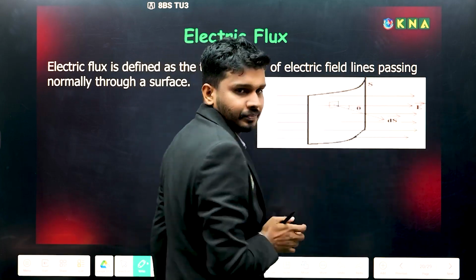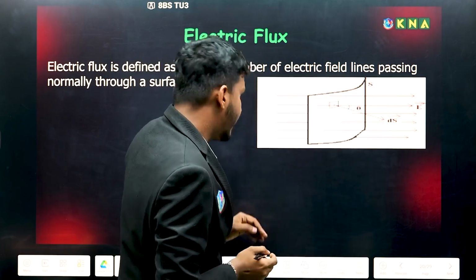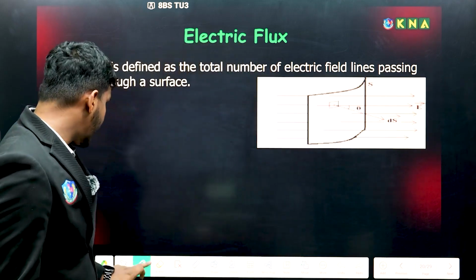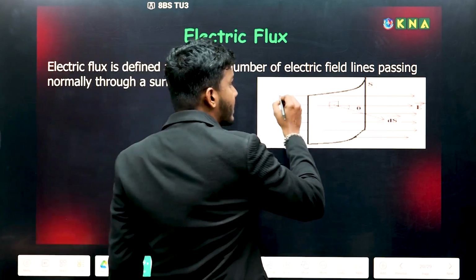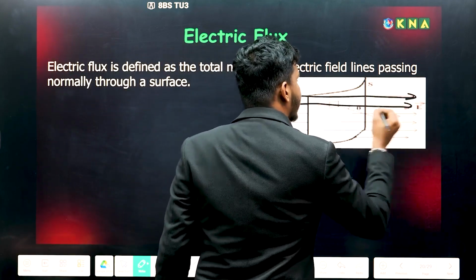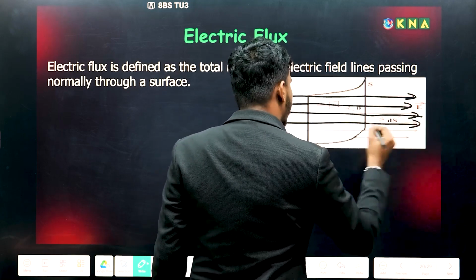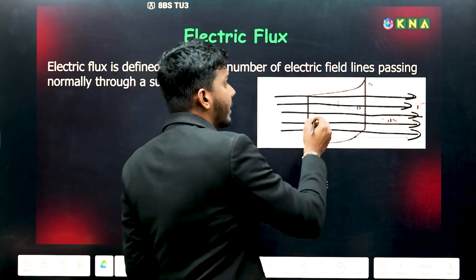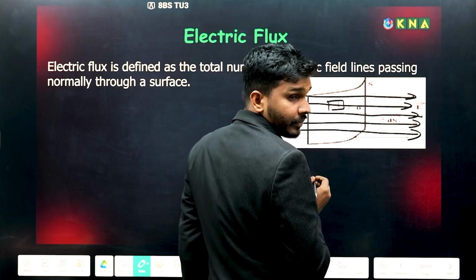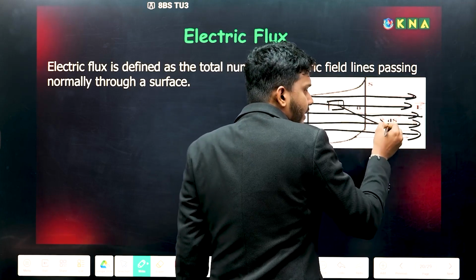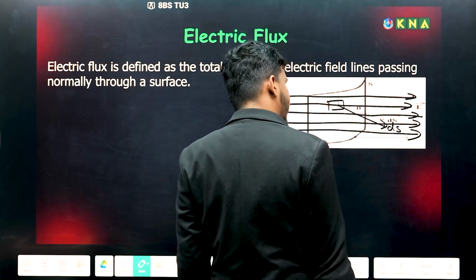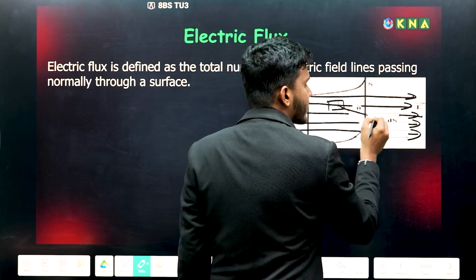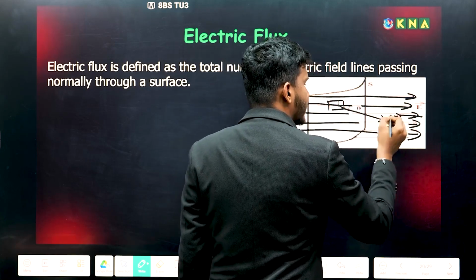Consider this surface. Here, electric field lines are in this horizontal direction. This is the direction of electric field lines. Here, consider a small portion. Its area of cross section is ds.